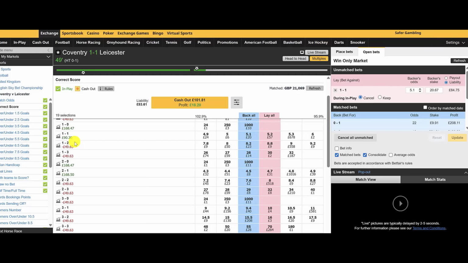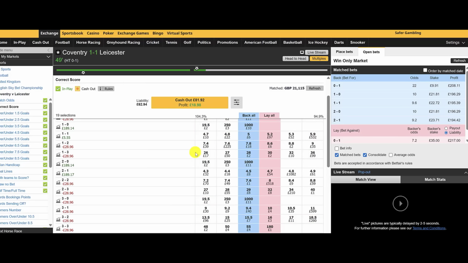It's Coventry 1, Leicester 1, and hold on. Let's just move this up so this is taken. Okay, that's taken now. Okay, there you go. That's our position. Worst case scenario is pretty much that £29 loss, and we've got more green on the 2-1. Let's see if we can try and hit it.